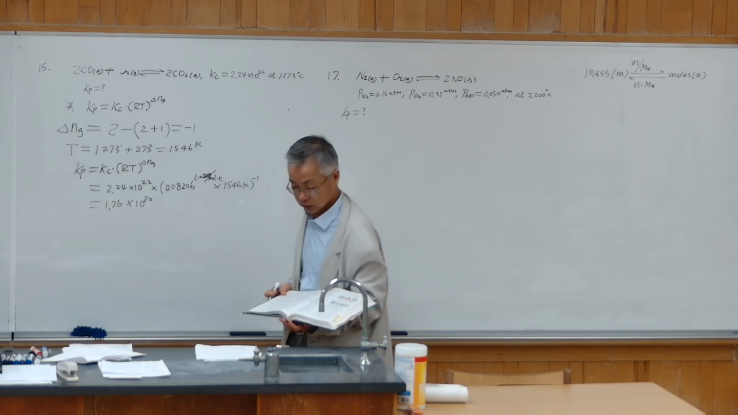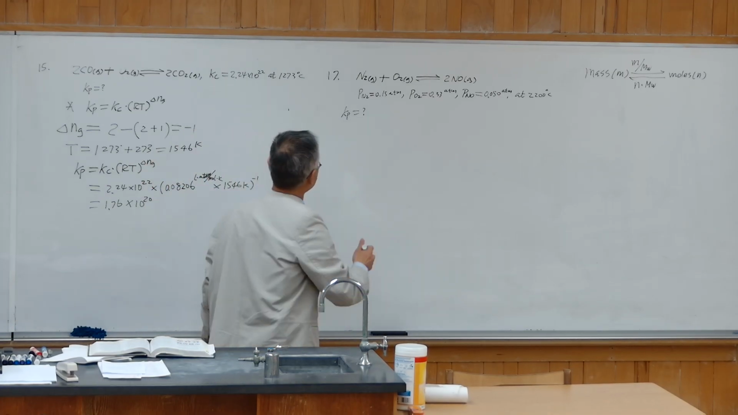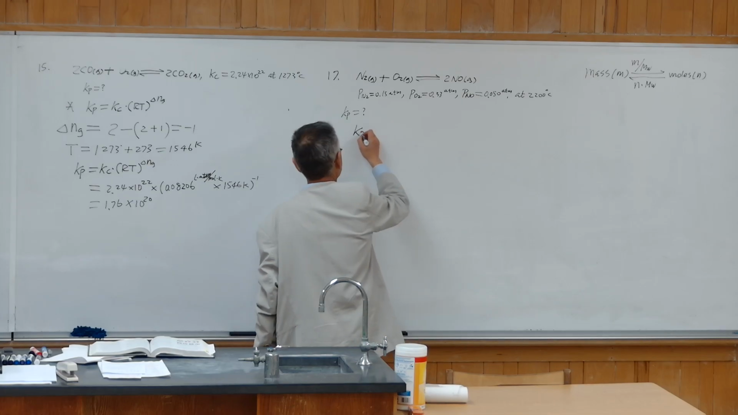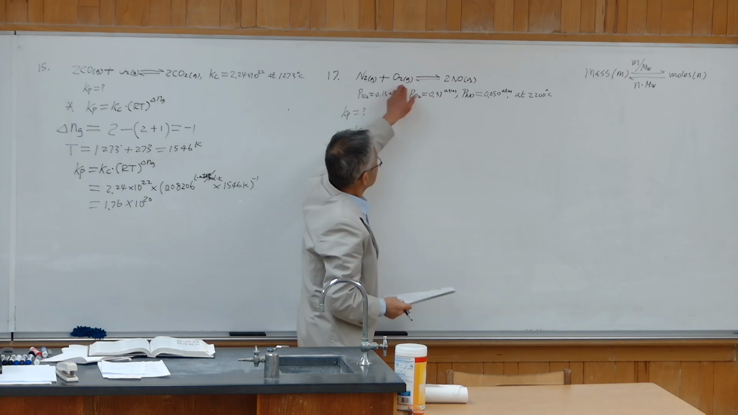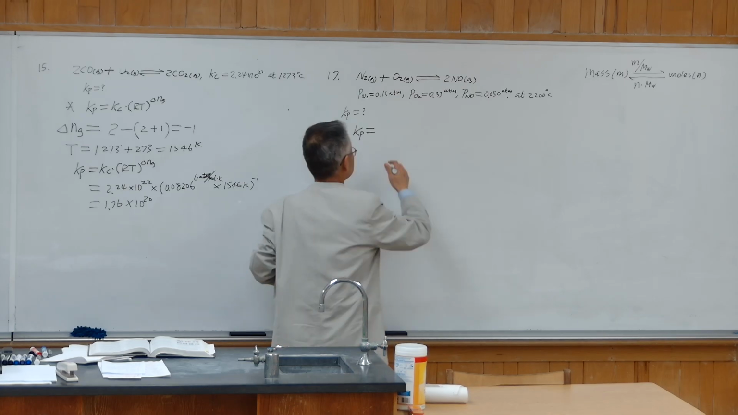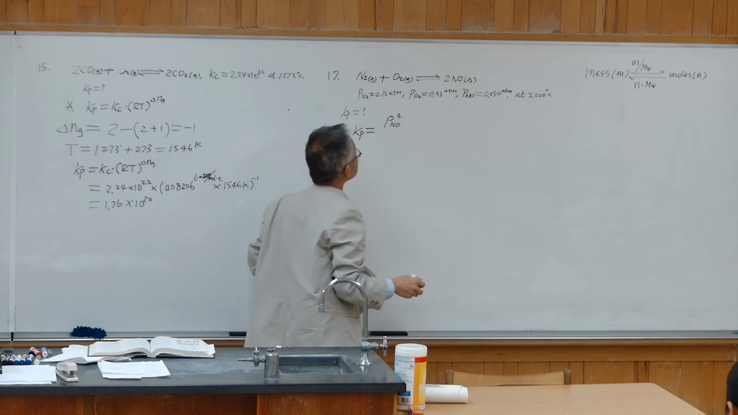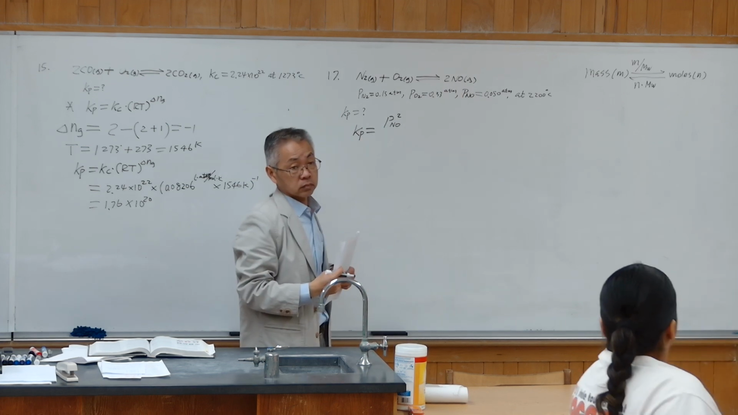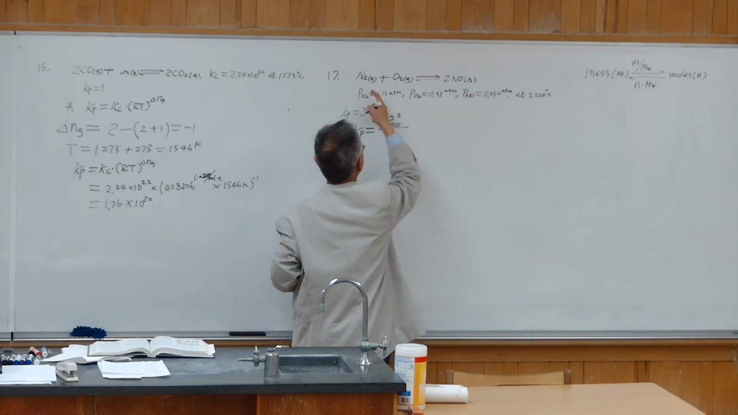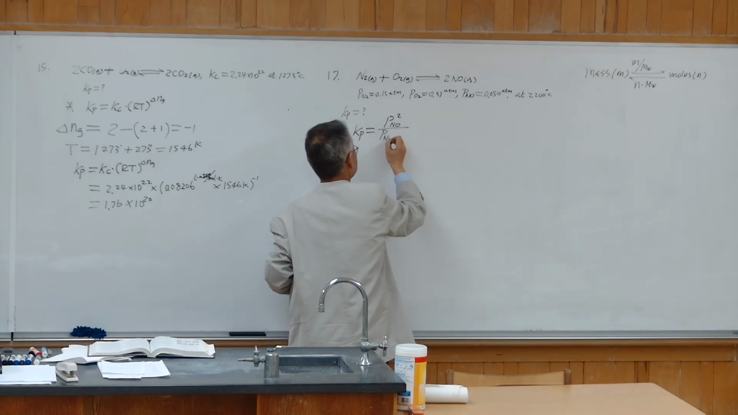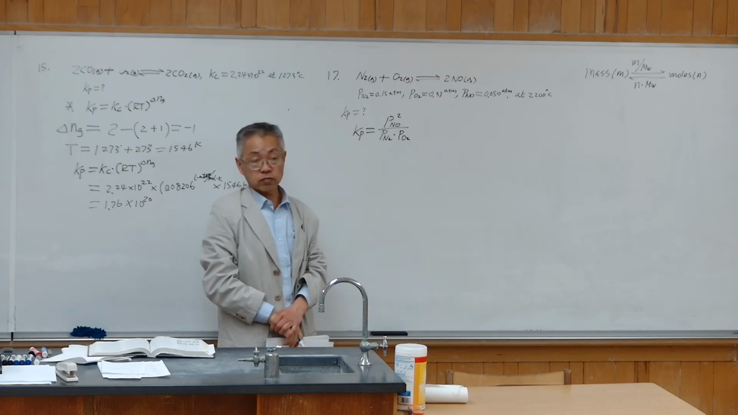Is this easy? Yes, it can't get easier than this. So what you need to do is understand what the Kp is. Based on this balanced equation, it should be PNO raised to the second power, right? Because the balanced equation tells you 2NO. Then in the denominator, PN2 and PO2. Do you understand this formula?